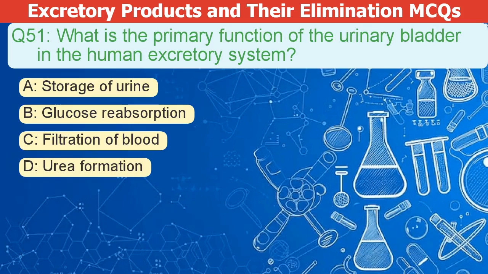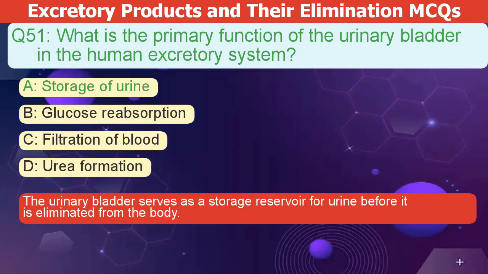What is the primary function of the urinary bladder in the human excretory system? A. Storage of urine. B. Glucose reabsorption. C. Filtration of blood. D. Urea formation. The correct answer is A. The urinary bladder serves as a storage reservoir for urine before it's eliminated from the body.